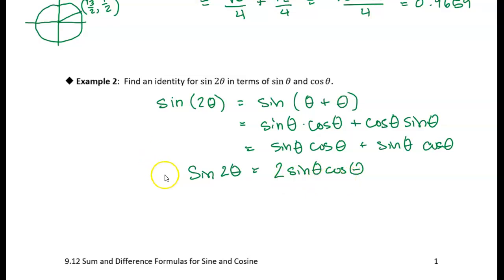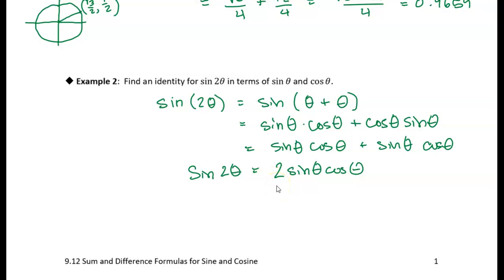Okay, that's what you're going to learn in 9.11 when we get to that, which is coming next. But rather than just throwing a formula at you and saying, here it is, you can see where it came from. You can always derive it.